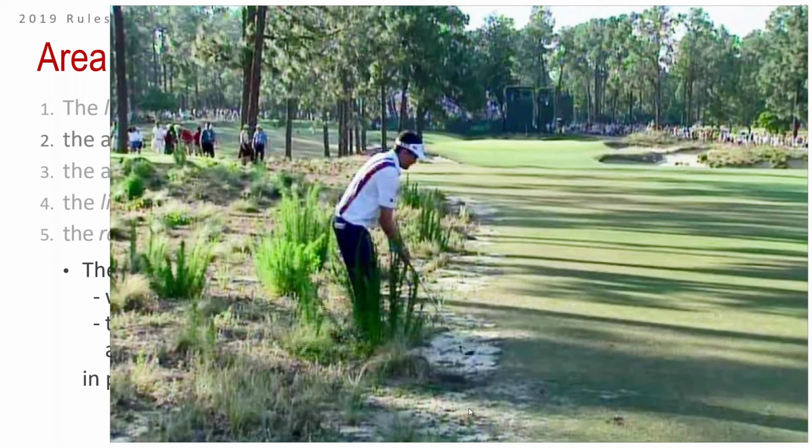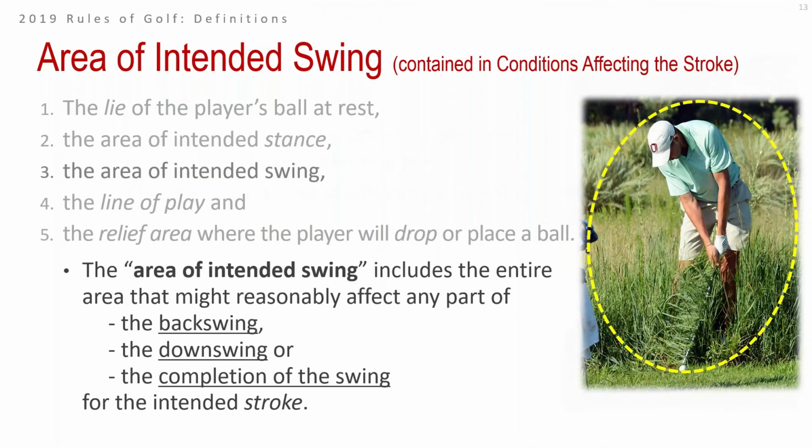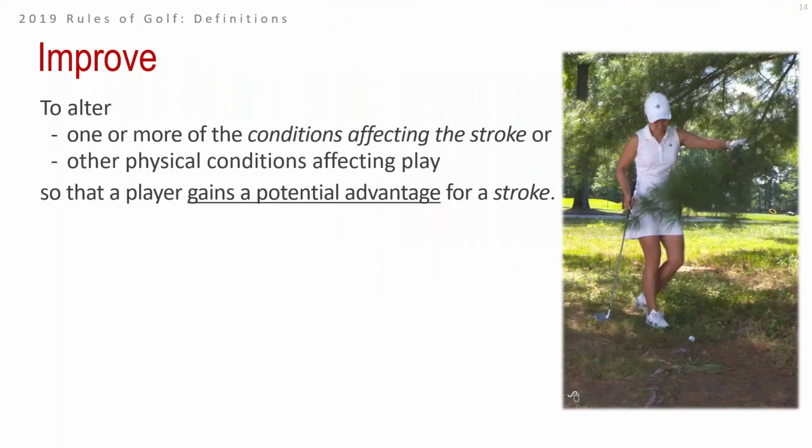How does everybody feel about that? I know we haven't covered the definition of improved yet, but I'm wondering if we have any questions stemming from that. Not so far, Kirby. I'm sure they'll trickle in here and there. Okay. Improve is to alter one or more of the physical conditions affecting the stroke or other physical conditions affecting play so that a player gains a potential advantage for a stroke.